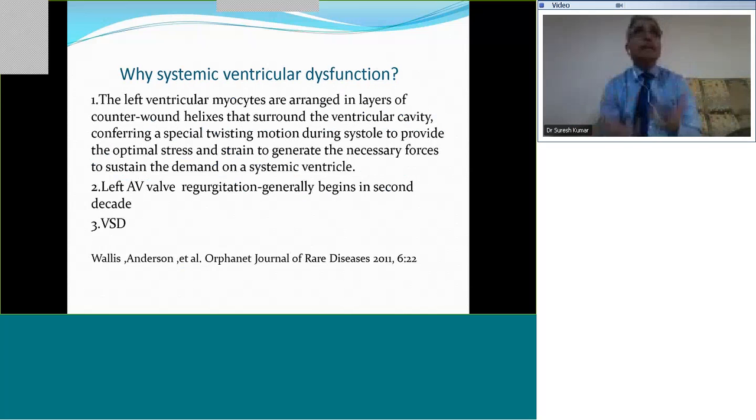And the right ventricle, which is sitting facing the aorta, fails by the time the second decade or third decade is reached. And left AV valve regurgitation begins in the second decade, and that definitely contributes to cardiac failure. A VSD in infancy is definitely a cause for cardiac failure.